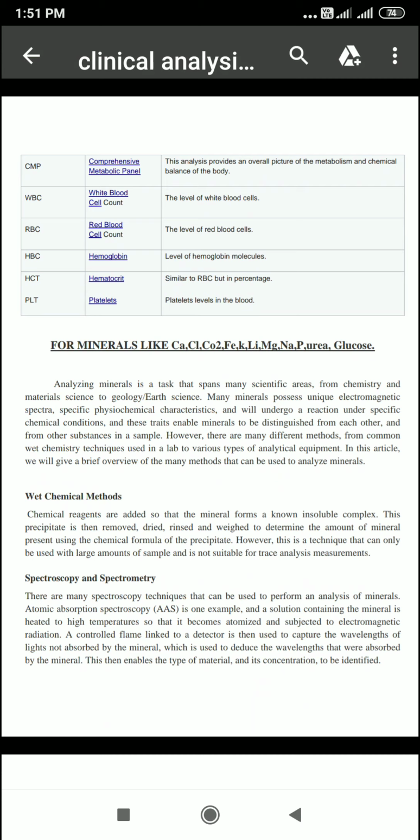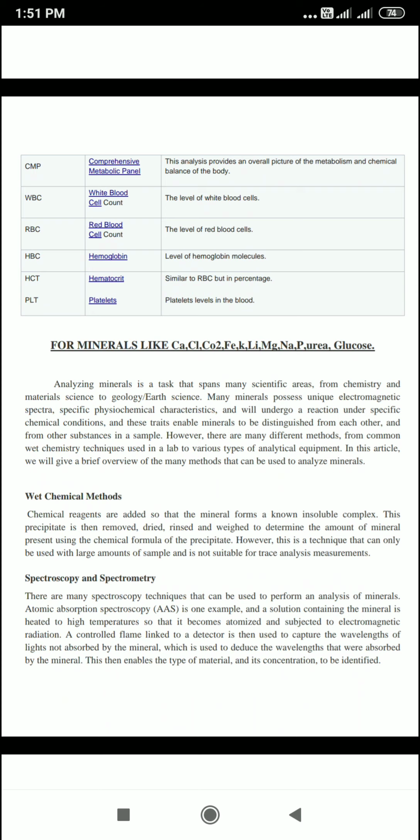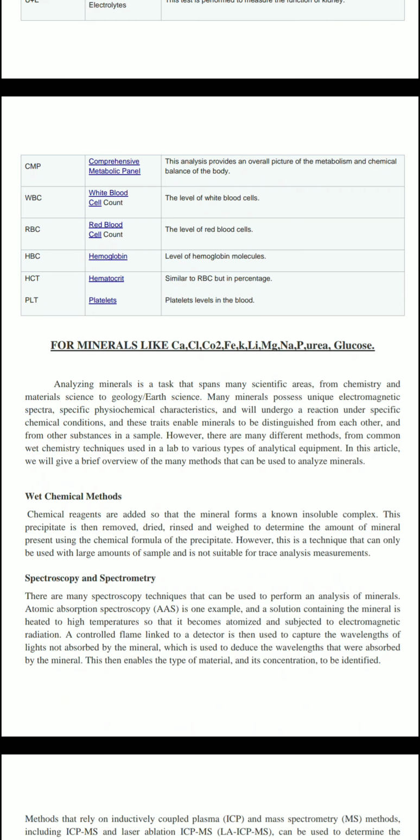In the wet chemical method, chemical reagents are added so that the mineral forms a known insoluble complex. This precipitate is then removed, dried, rinsed and weighed to determine the amount of mineral present using the chemical formula of the precipitate. However, this is a technique that can only be used with large amounts of sample and is not suitable for trace analysis measurements.